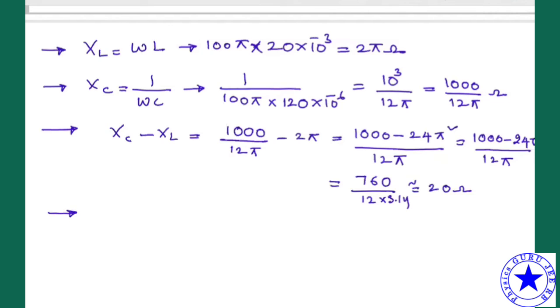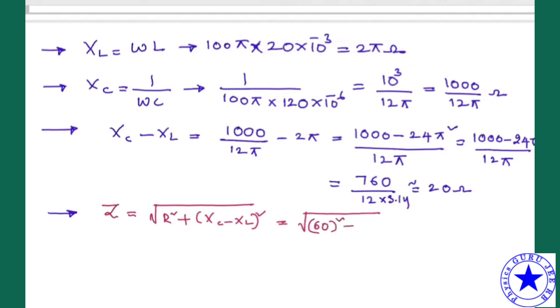Next, how can I proceed with the next step? Here I will calculate Z, the impedance. Impedance is under root of R square plus (XL minus XC) whole square. So we get under root of 60 whole square plus 20 whole square, which is under root of 3600 plus 400, that is 4000. 4000 can be written as 20 root 10 ohms. Fine, 20 root 10 ohms.